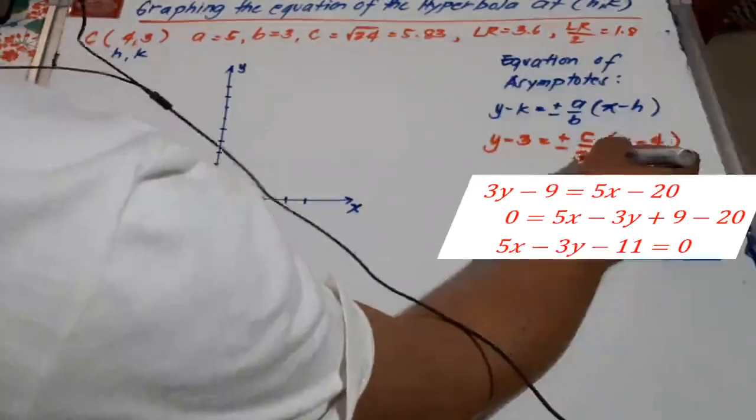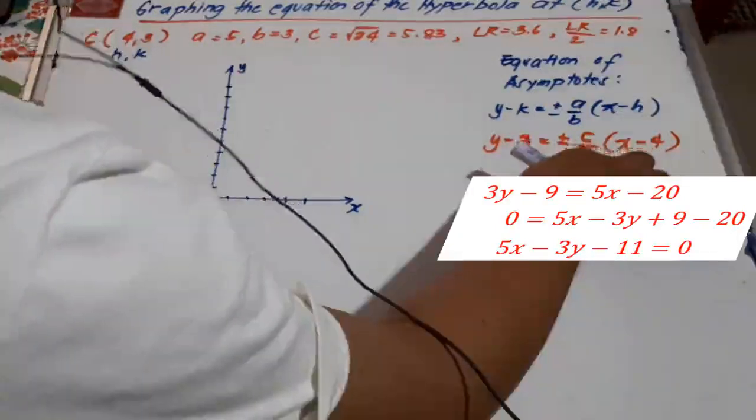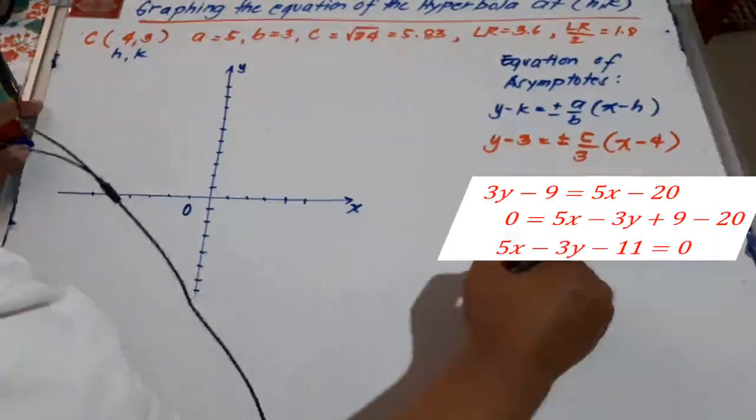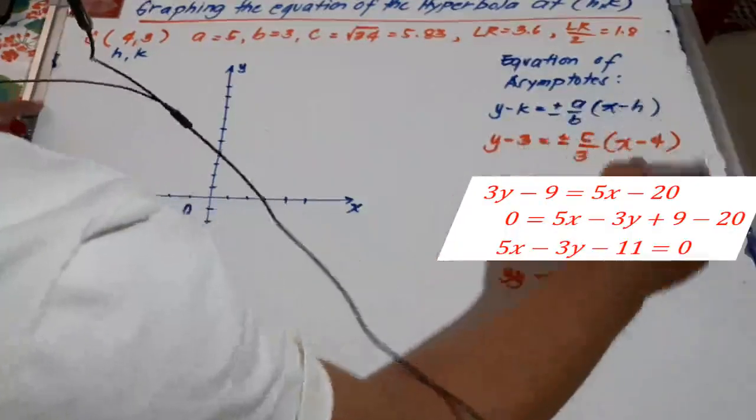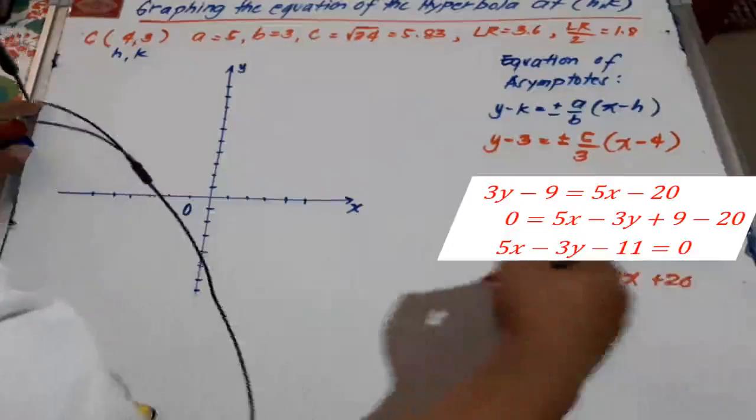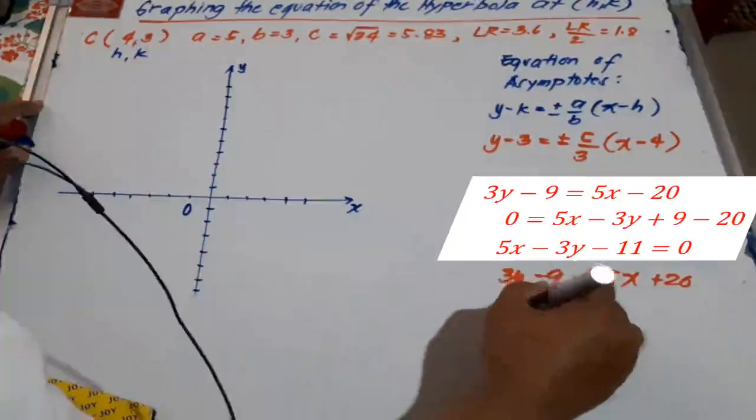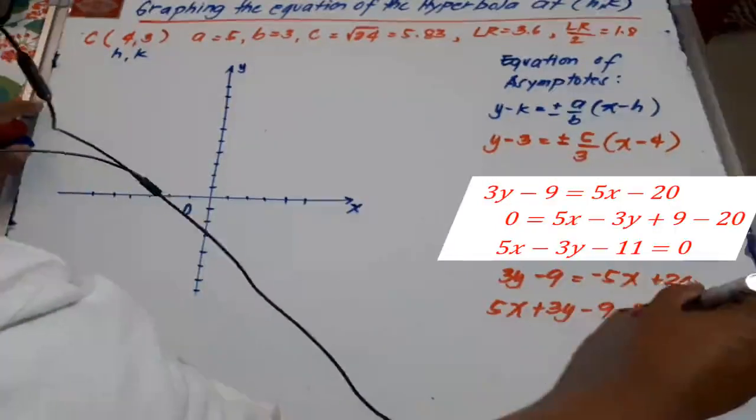Negative yung 5. So i-multiply ko yung 3 dito. Ito nga dito, 3 times y is 3y, minus 9 pa rin. So, negative yung 5. Negative 5 times x is negative 5x plus 20. So, ito na lang ilipat ko. So, 5x plus 3y minus 9 minus 20 equals 0.